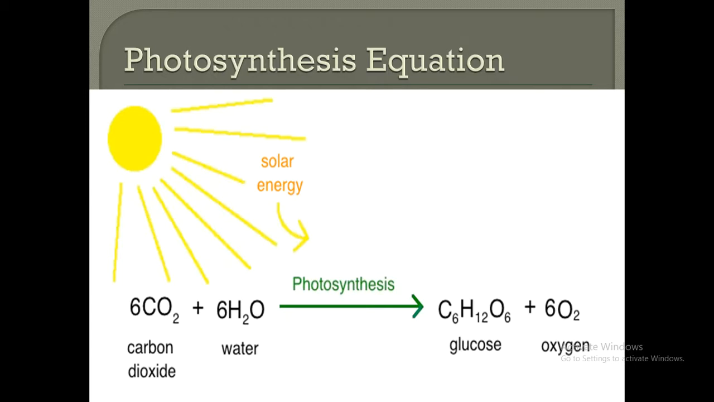This is the overall equation of photosynthesis. Carbon dioxide reacts with water in the presence of sunlight, and this whole process occurs in the chloroplast of the leaf, where water and carbon dioxide are converted into glucose and oxygen. Glucose is used as food and stored as food, and oxygen is released by the plants into the atmosphere.